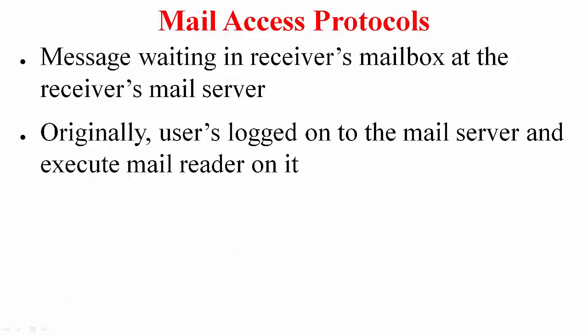Now that we understood SMTP, in that the message generated by Alice goes to its mail server via SMTP, and from Alice's mail server to Bob's mail server again via SMTP. The message is waiting in the receiver's mailbox at the receiver's mail server. What then? Originally, the way things were done is that the users used to log on to the mail server and execute a mail reader on the mail server itself.